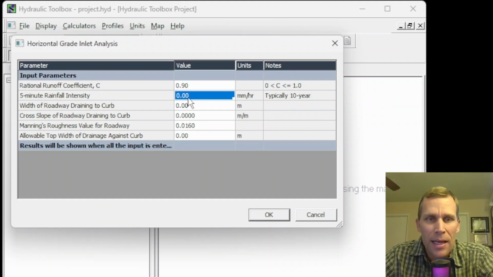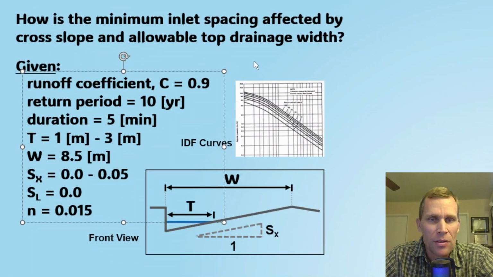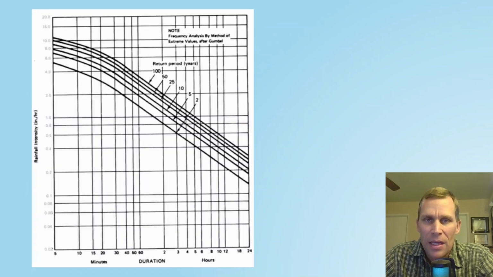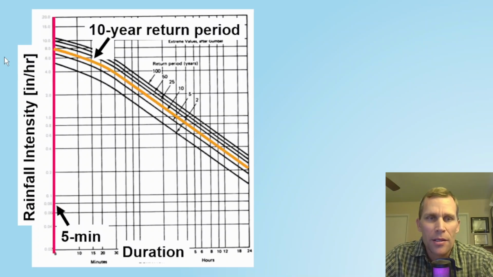All right. So let's go ahead and get that intensity of the storm in millimeters per hour. I'm going to click back over here to the notes. And remember, return period of 10 years, duration of 5 minutes. Here's the IDF curve, and I've blown it up a little bit larger in the next slide. So the duration is across the bottom along the horizontal axis. The rainfall intensity is the vertical axis, and these individual lines represent storm events, different recurrence intervals.